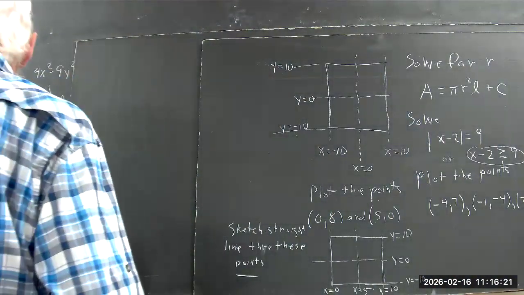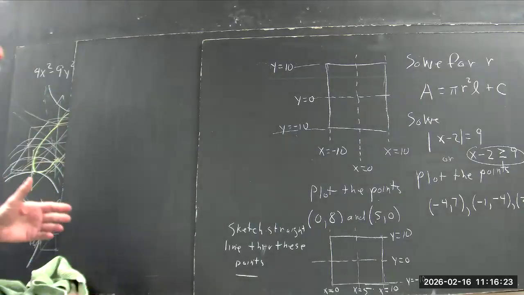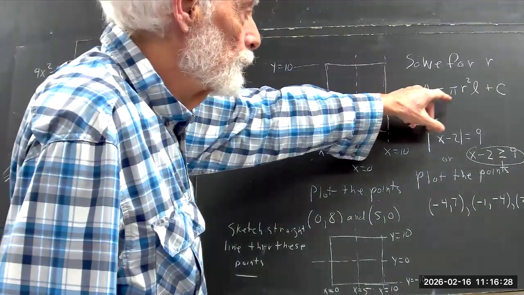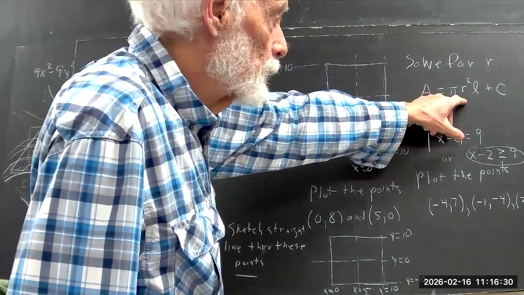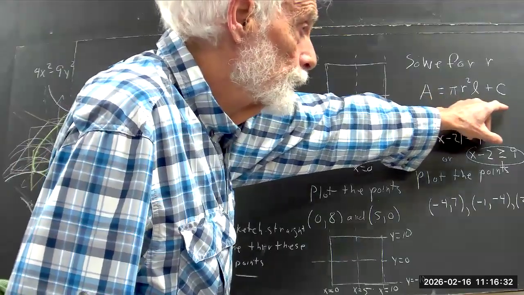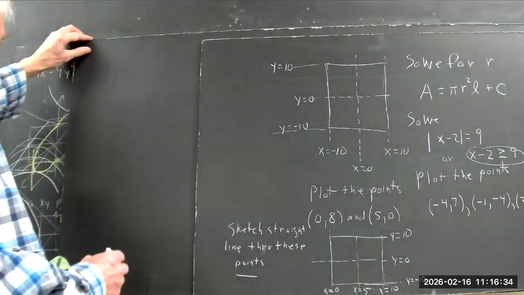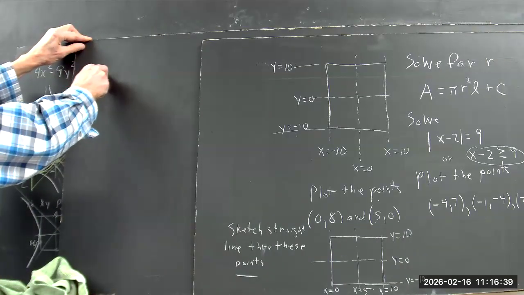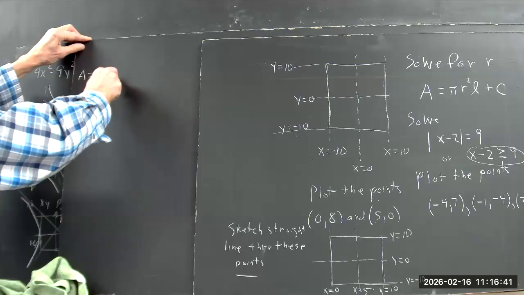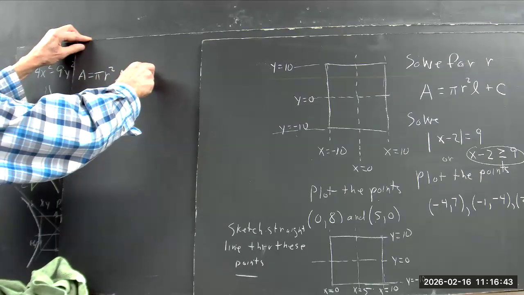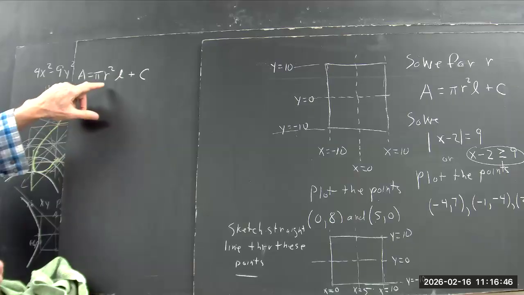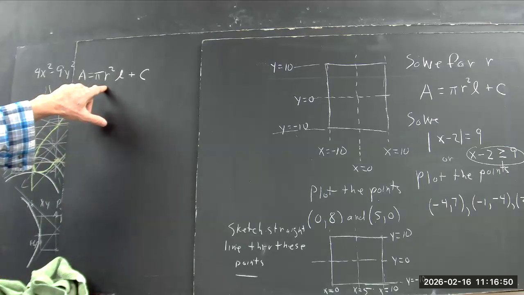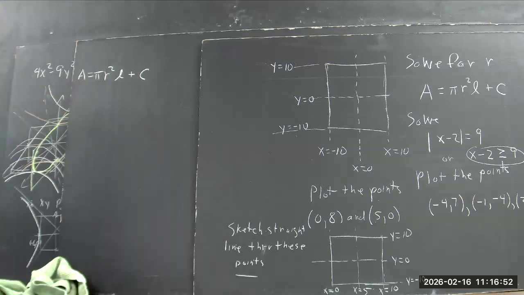Okay, the first problem asks you to solve the equation A equals pi R squared L plus C. So we write that equation, A equals pi R squared L plus C, and we figure out what it's going to take to eliminate everything but R on one side.